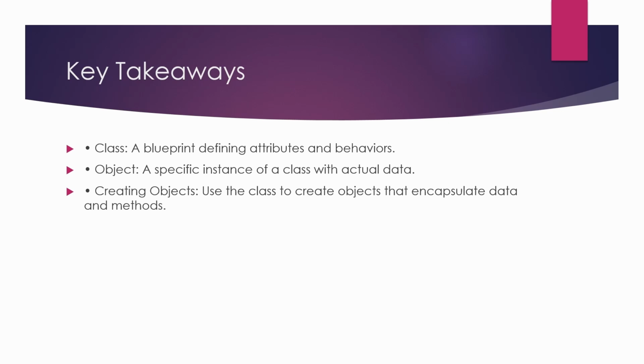To summarize, a class is a blueprint that defines the structure and behavior of objects, while an object is a specific instance of a class. The class allows us to define attributes and methods, and objects are created from that class to hold real data and interact with the methods. These are the core concepts that you will use in object-oriented programming.